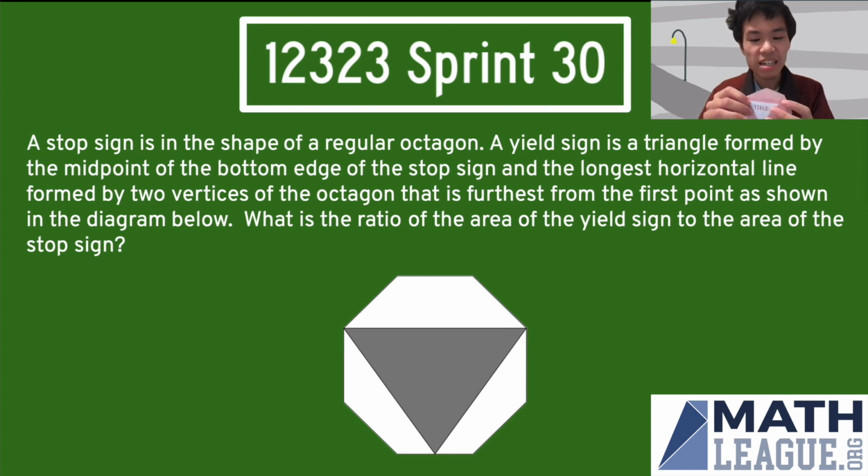Like, you can get the yield sign by connecting two of these vertices, as well as the middle of that bottom one, to get the yield sign from the stop sign. And we want to find the ratio of the area of the yield sign to the area of the stop sign.